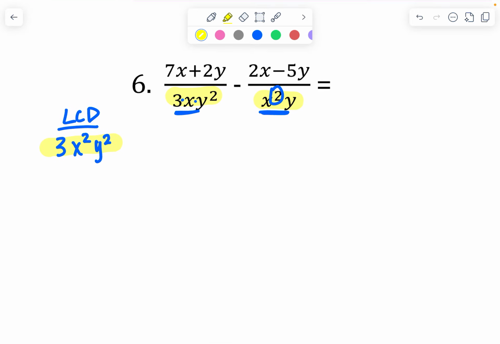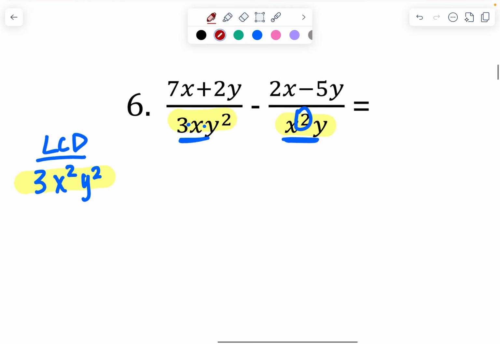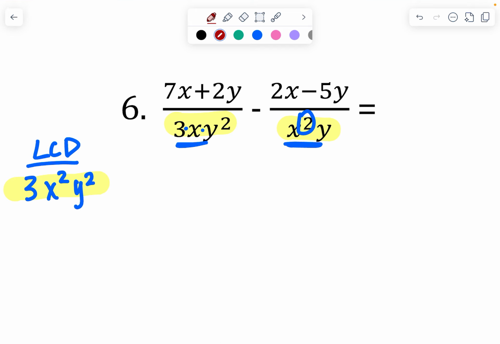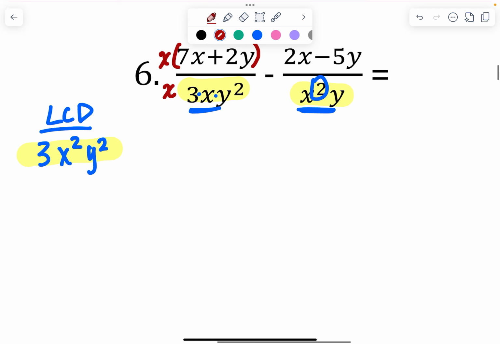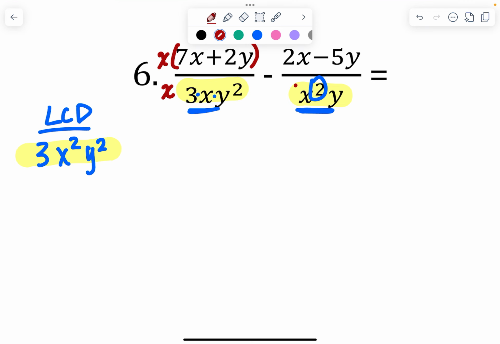Okay, and so my first fraction almost has this denominator. He just needs an extra copy of x, top and bottom. And then my second fraction, he is going to need, I don't want parentheses there. He's going to need a 3, and he's going to need an extra copy of y.